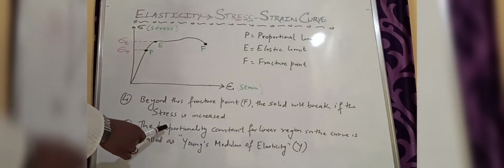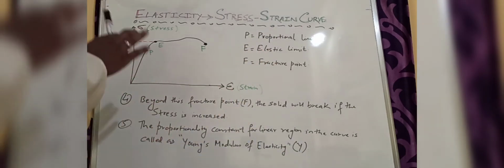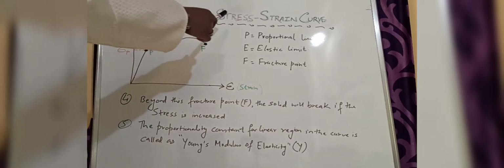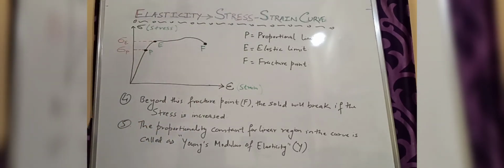Now the proportionality constant for the linear region in the curve is called Young's modulus of elasticity, and it is denoted by capital Y. So these are the important points of the stress strain curve for a quick recap of your concepts.